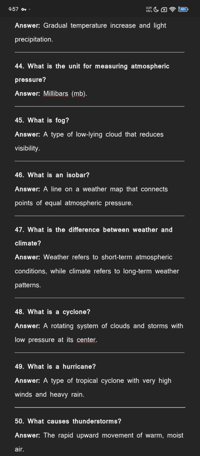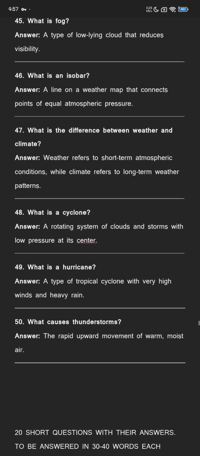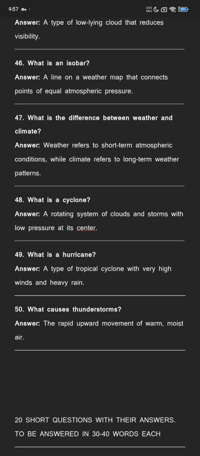What is a cyclone? A rotating system of clouds and storms with low pressure at its center. What is a hurricane? A type of tropical cyclone with very high winds and heavy rain. What causes thunderstorms? A rapid upward movement of warm, moist air.